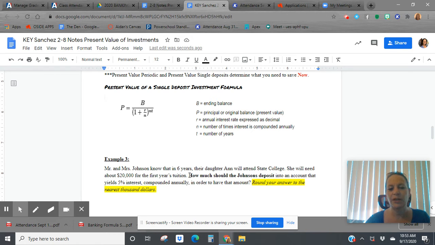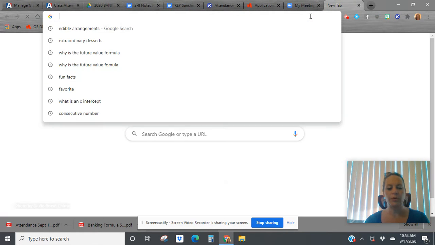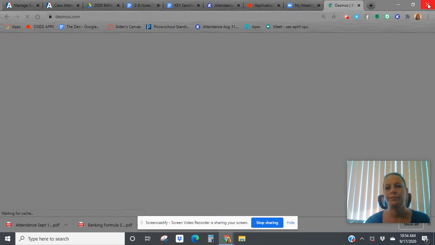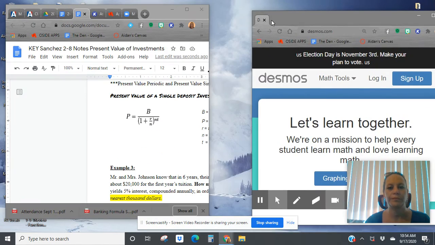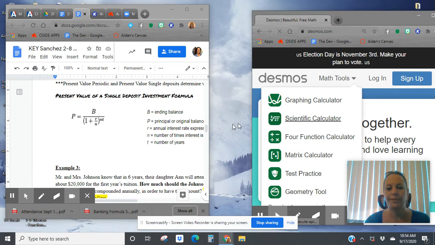Mr. and Mrs. Johnson know that in 6 years their daughter Anne will attend state college. She needs about $20,000 for the first year's tuition. How much should the Johnsons deposit into an account now that yields 5% compounded annually in order to have that amount? And then round your answer to the nearest $1,000. So let's go open up a Desmos and plug in that formula.